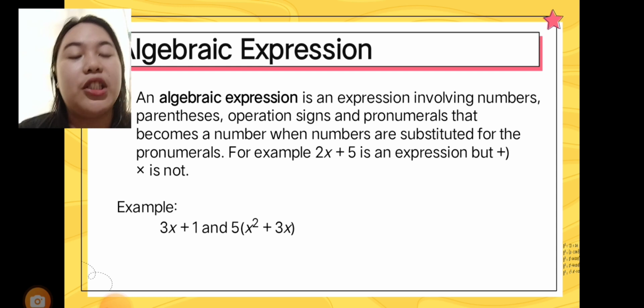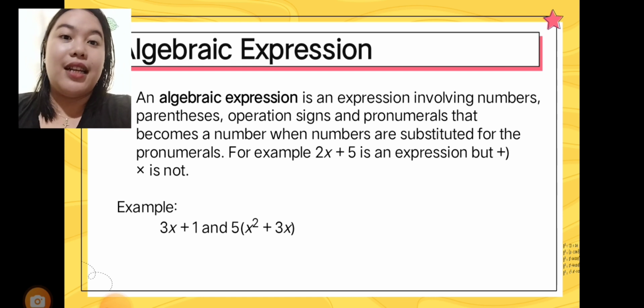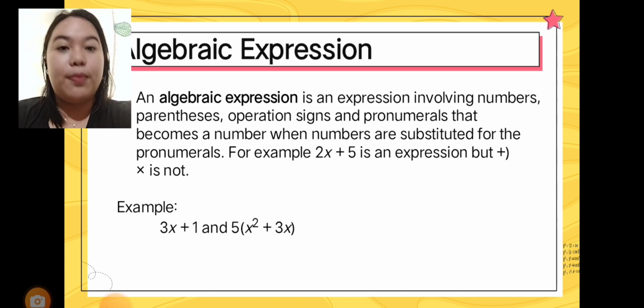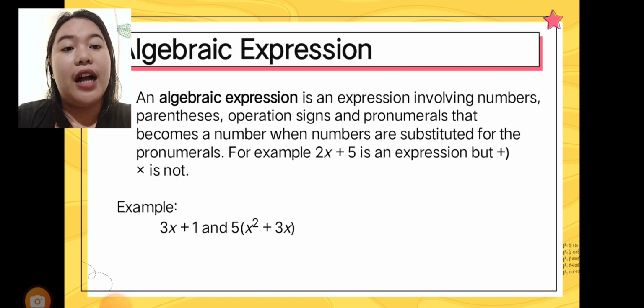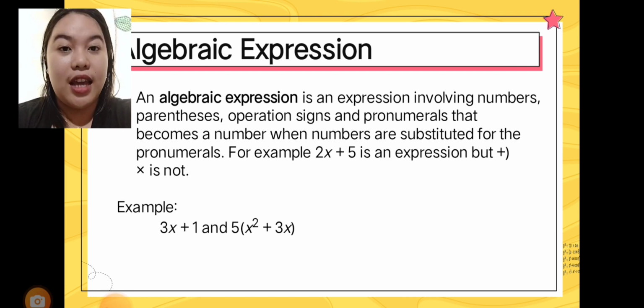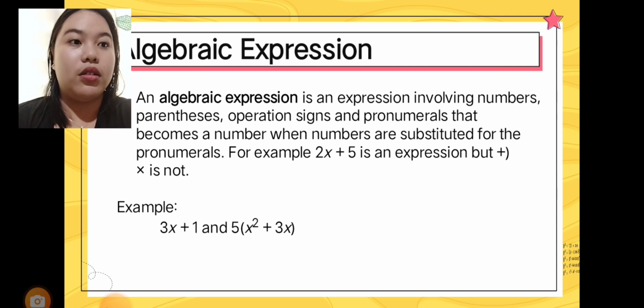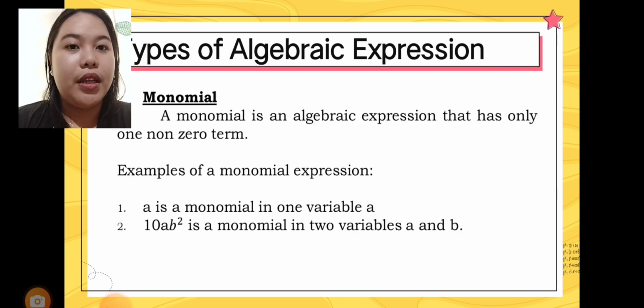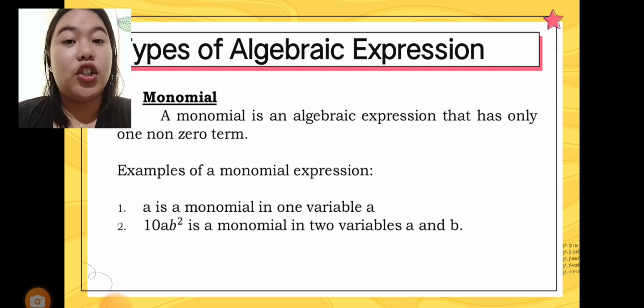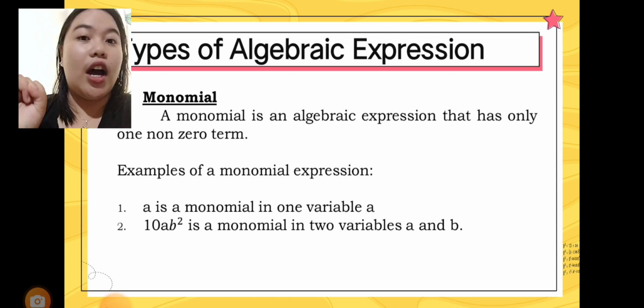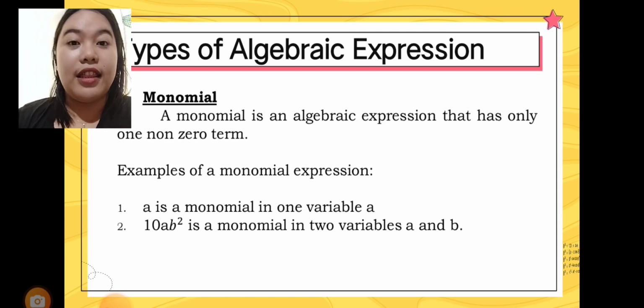Okay, examples of algebraic expressions are the following. 3x plus 1 is an example of an algebraic expression, and 5 times the quantity of x squared plus 3x is another example. So the pronumerals, these are the expressions that consist of a constant number and a variable. Okay, another one. There are types of algebraic expressions: the monomial, binomial, trinomial, and the quadratic. And also we have polynomials.